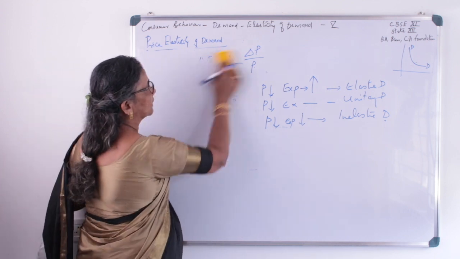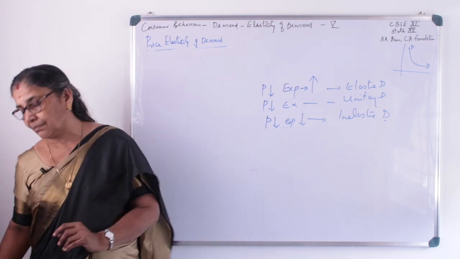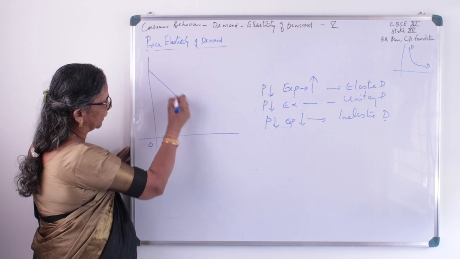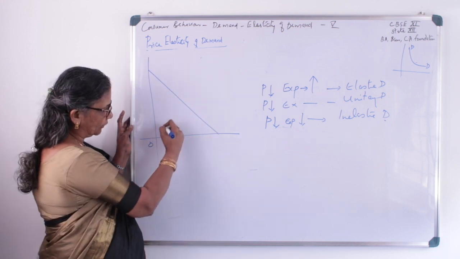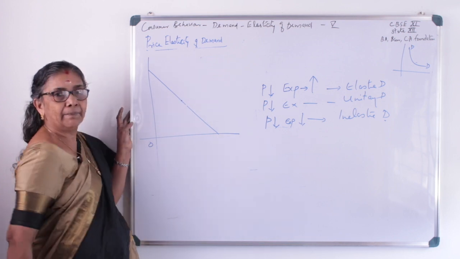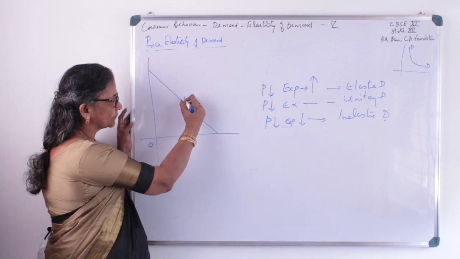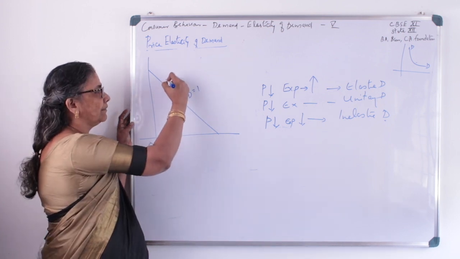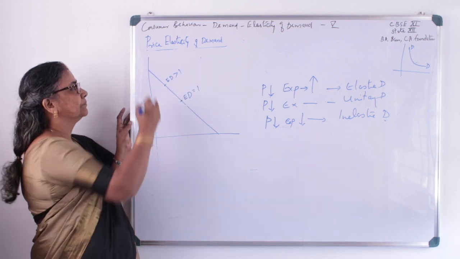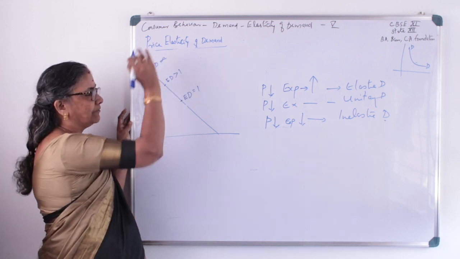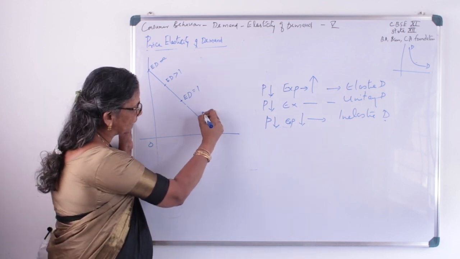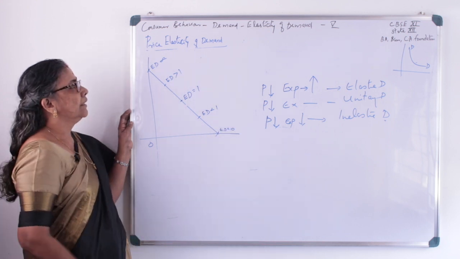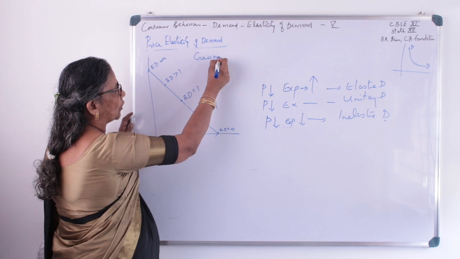Then comes the geometric method. What about the geometric method? In the geometric method, we are assuming a demand curve like this way, a straight line, and from the 45-degree line you draw, you will get a point here, the middle one. So here elasticity of demand is equal to 1, the middle one. Above it, elasticity of demand is greater than 1, at the top elasticity of demand is infinite, below it elasticity of demand is less than 1, and here elasticity of demand is equal to 0. So this method we call the geometric method.